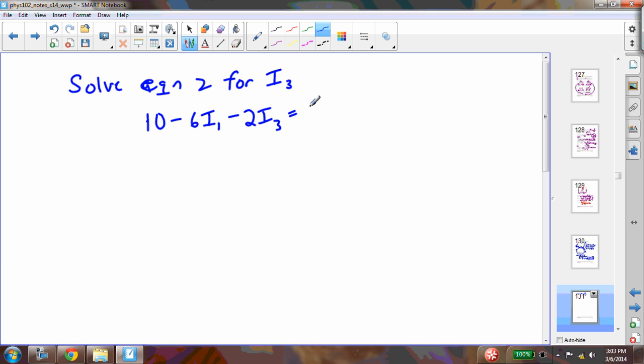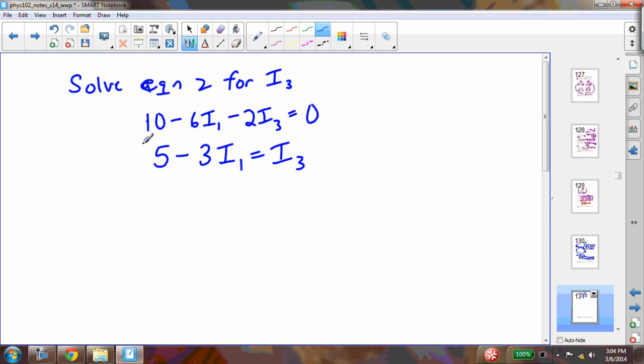Remember that was from the lower loop. I'm going to solve that for I3. So I'll take this over here and divide by 2. It's going to be 5 minus 6 halves, or 3I1, is equal to I3. I just added 2I3 to both sides, and then I divided both sides by 2. And I get this. All right?